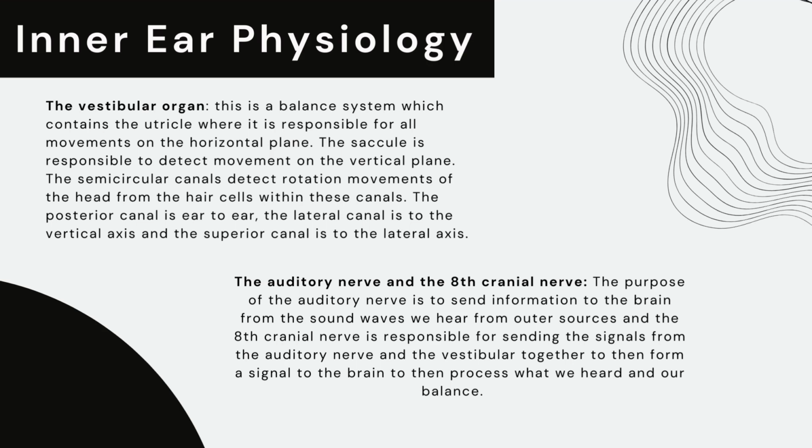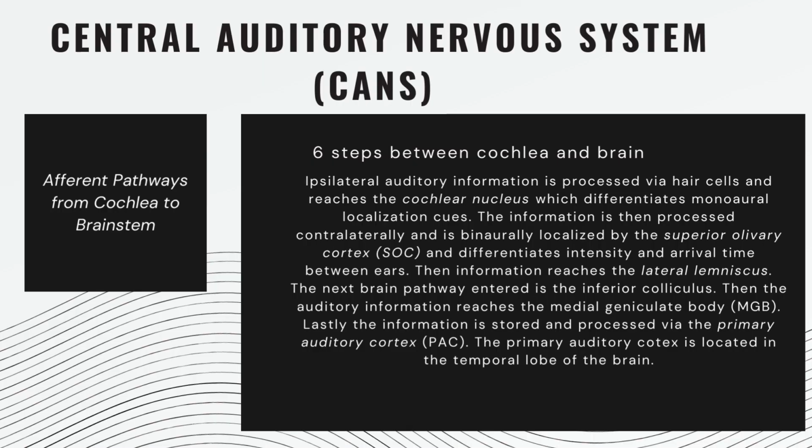The auditory nerve and the eighth cranial nerve. The purpose of the auditory nerve is to send information to the brain from the sound waves we hear from outer sources, and the eighth cranial nerve is responsible for sending the signals from the auditory nerve and the vestibular nerve together to then form a signal to the brain and then process what we hear and help us with our balance.